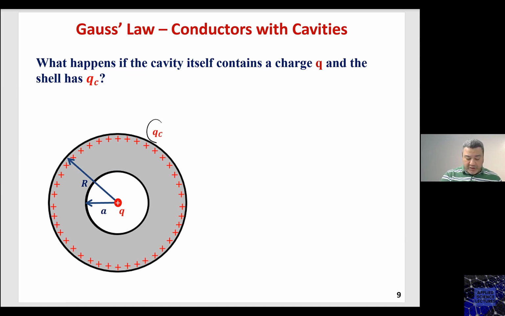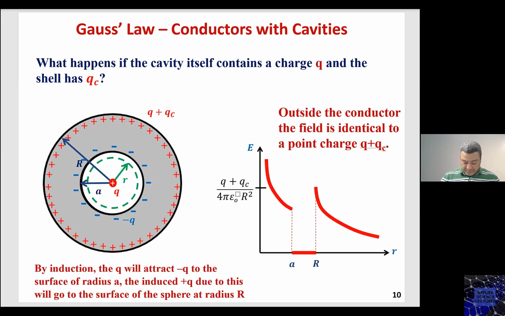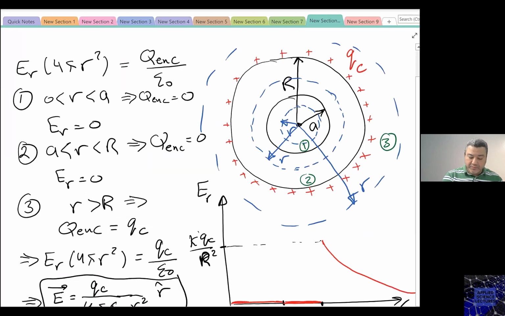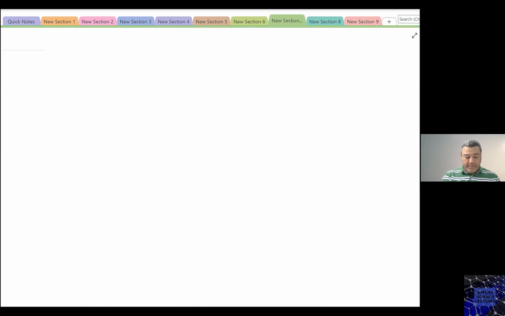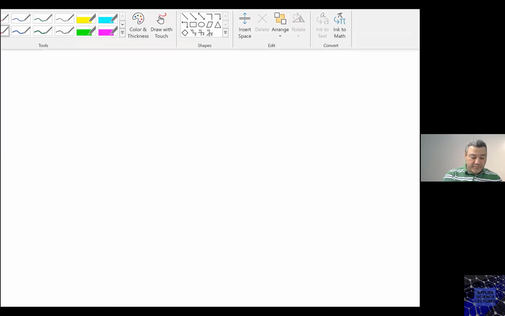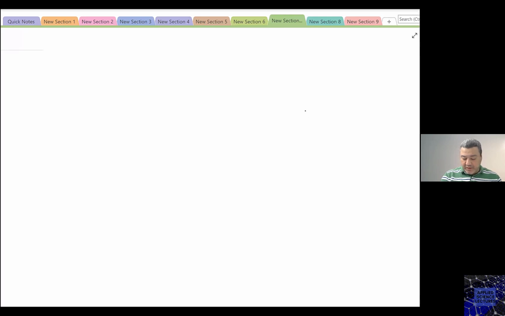Now the third case that we will be looking at is the same spherical conductor. However, I have here a point charge added at the center of this cavity. So now I am introducing two charges. I am introducing a point charge at the center of the spherical conductor and the QC also at the surface of the spherical conductor. So let's see now how we can derive the relationship and plot the electric field versus the radial distance.